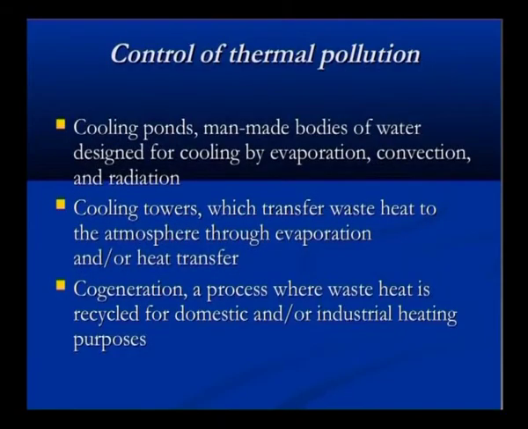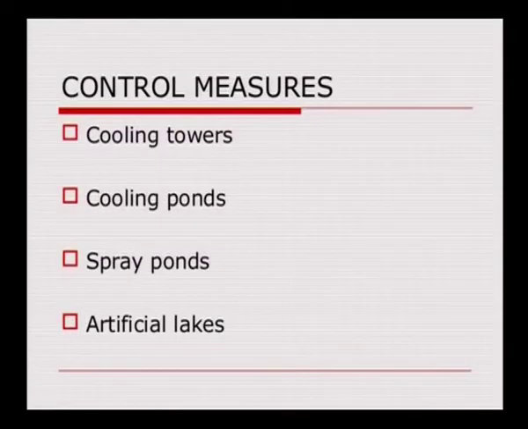How do we go about controlling thermal pollution? Cooling ponds: man-made bodies of water designed for cooling by evaporation, convection as well as radiation. Cooling towers, which transfer waste heat to the atmosphere either through evaporation or heat transfer. Cogeneration, which is basically a process where waste heat is recycled for domestic or industrial heating purposes. Cooling towers, cooling ponds, spray ponds, and creation of artificial lakes.